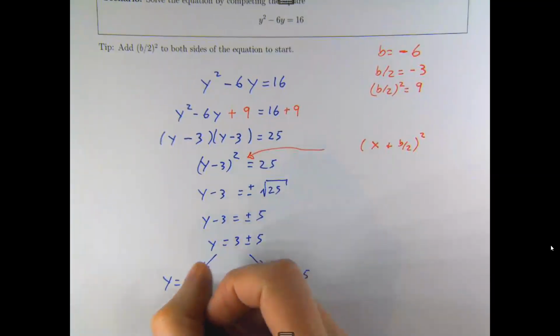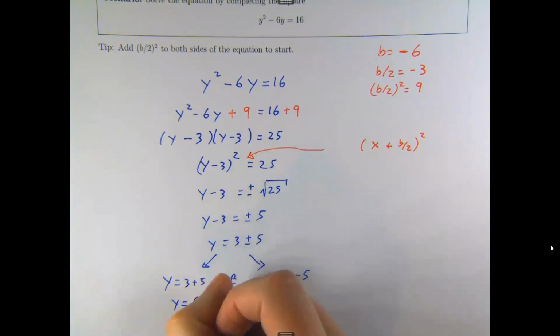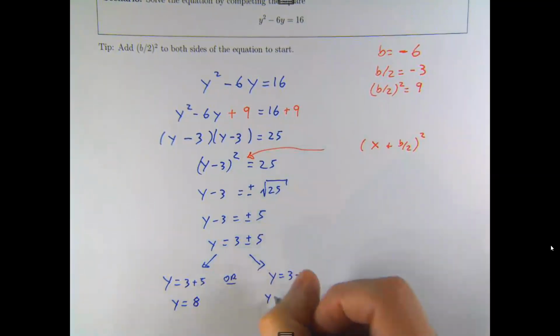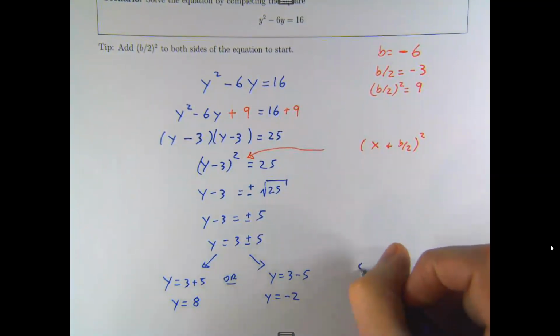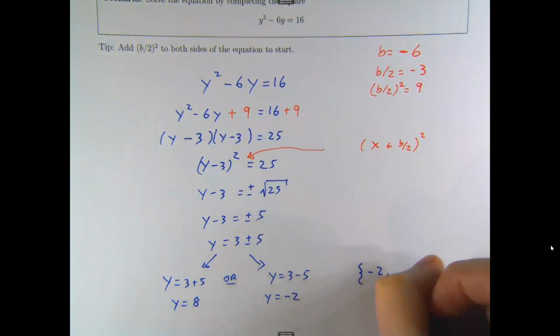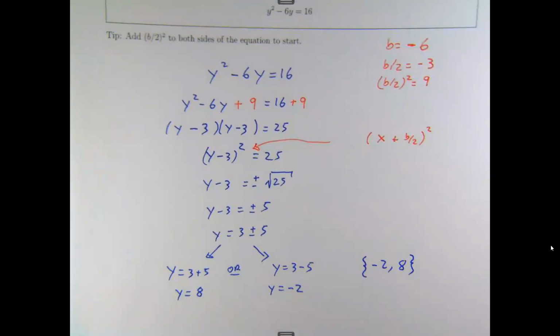If I add 3 and 5 together, that gives me an answer of 8. If I do 3 minus 5, that gives me an answer of negative 2. So I have two solutions here. I'm going to write in my solution set notation. Negative 2, 8 would be my answers to this expression.